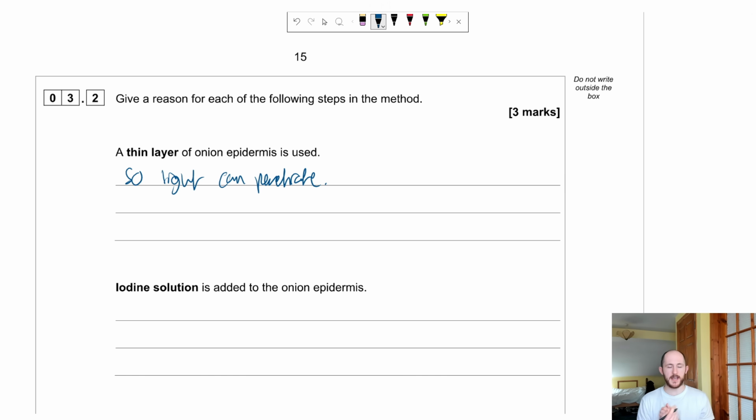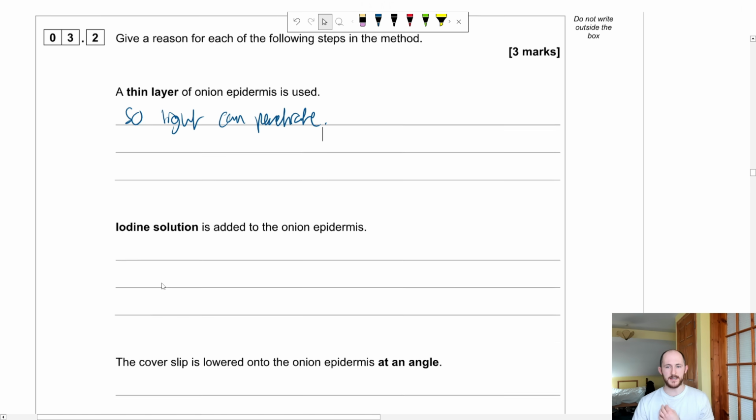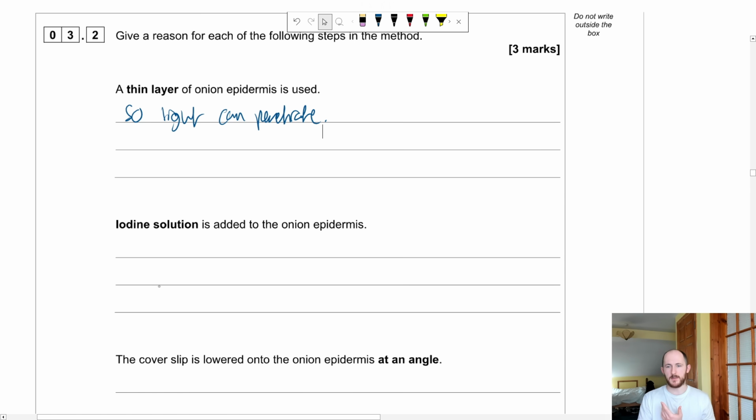You could also say to help see individual cells. Why is the iodine solution used? Well, so you can see parts of the cells. So it's to stain. There's no E in stain. To stain the cells so you can see it more easily.